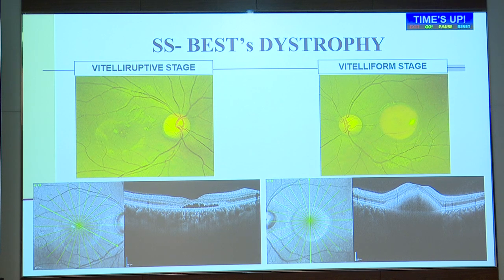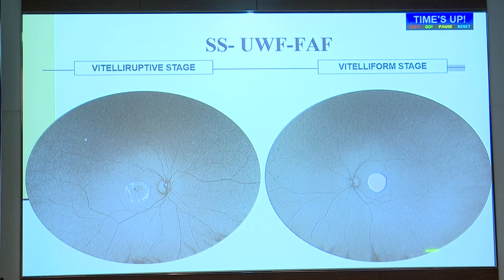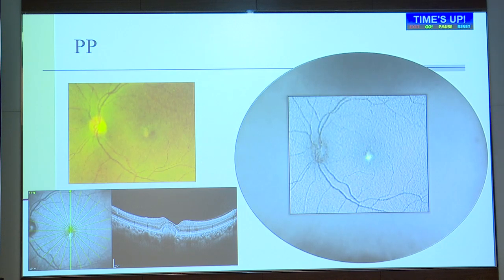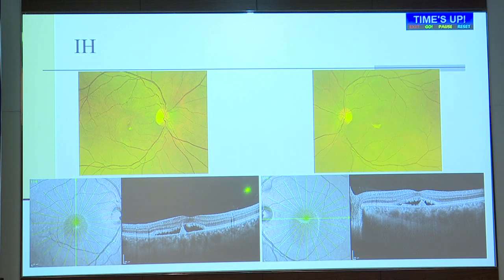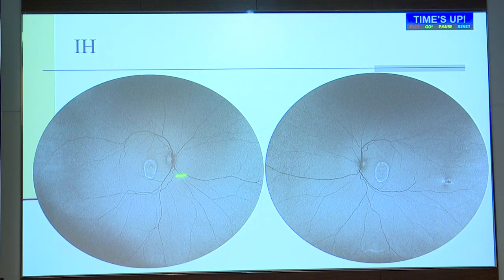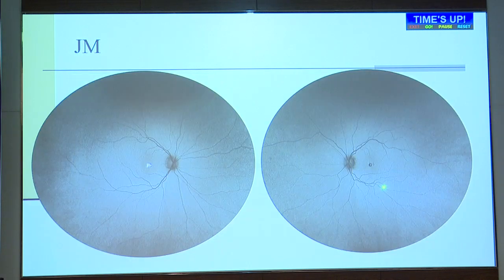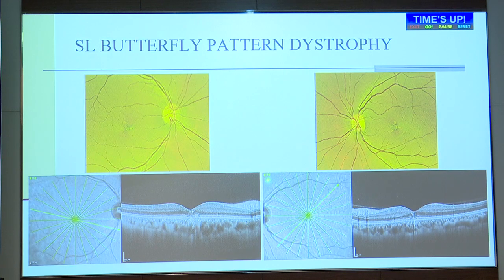This is a classic Best disease. This is in the egg yolk stage and the scrambled egg stage with the OCTs, and you can see how dramatic the appearance is on autofluorescence. Another patient. Okay, this is pattern dystrophy. This is another case of Best dystrophy. This is another pattern dystrophy. Butterfly shaped pattern dystrophy.